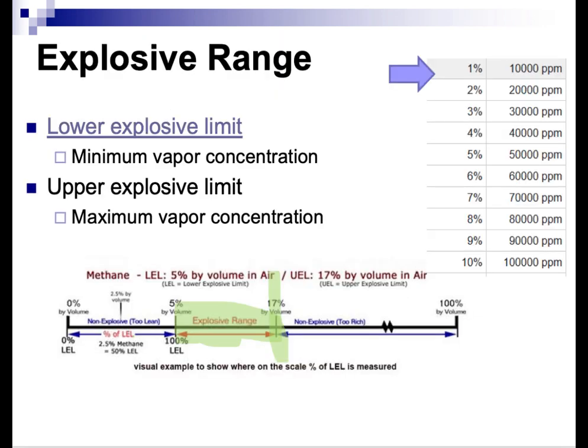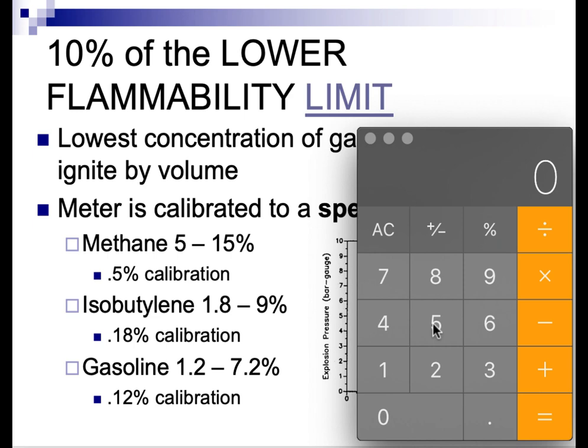And if we look at our conversion factor here, we can see that each percent equals 10,000 parts per million. The lower explosive limit of methane is 5% in air times 0.1 gives us 0.5%. That's 10% of the lower explosive limit. And then we multiply this by 10,000, and it means that at 5,000 parts per million, we're at 10% of the lower explosive limit of methane.